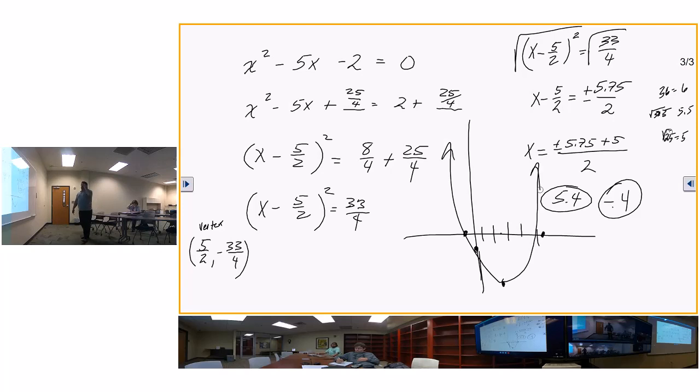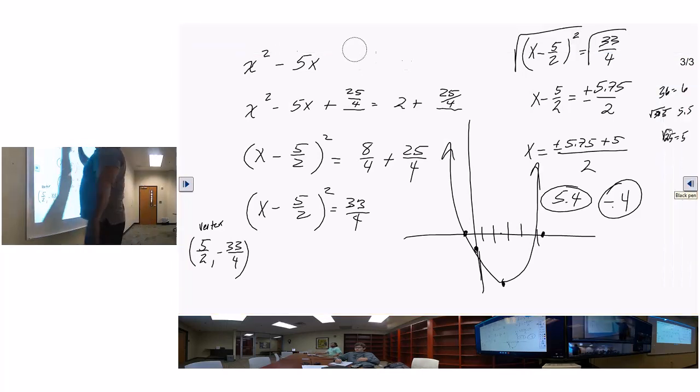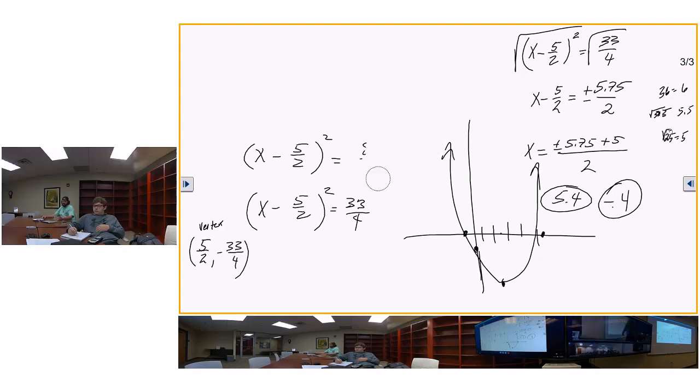Y'all ready for number 5? Number 5. I'll erase to the left side. This is a number 5. Let's just jump right to it like a 9 or a 10.